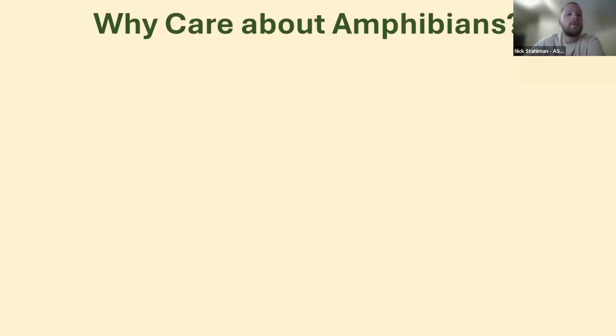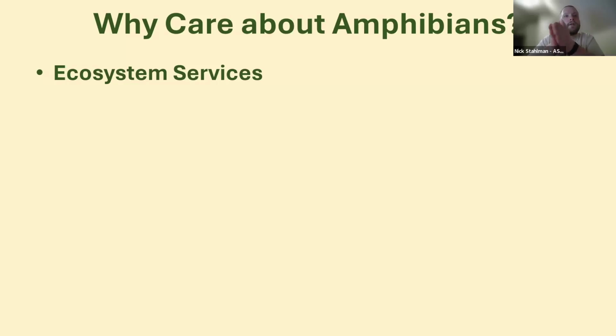Now, why should we care about amphibians? One way to think about life or habitats or nature is through selfish ways. One of those selfish ways is ecosystem services. These are what components from the ecosystem do for us. Why should we care about this stuff? Well, it's because they do something for us.